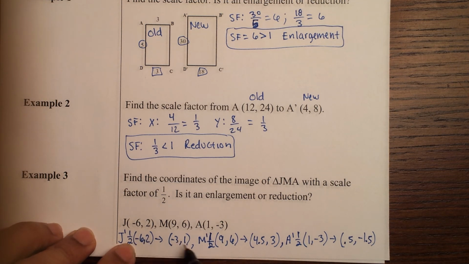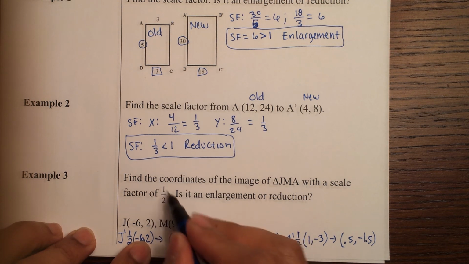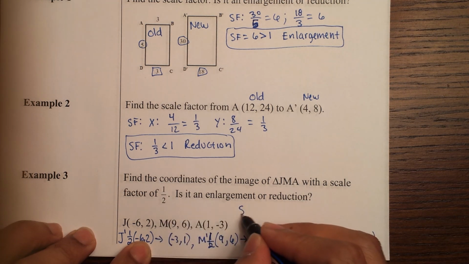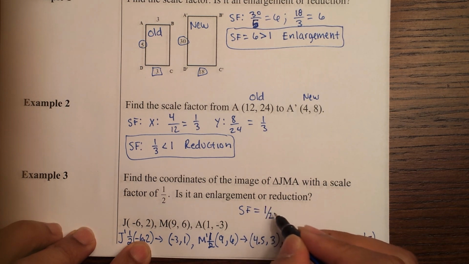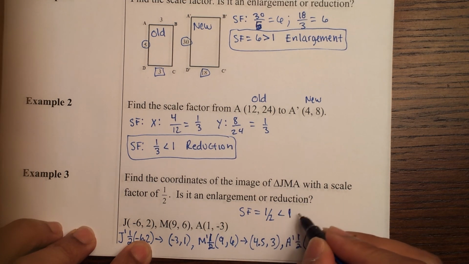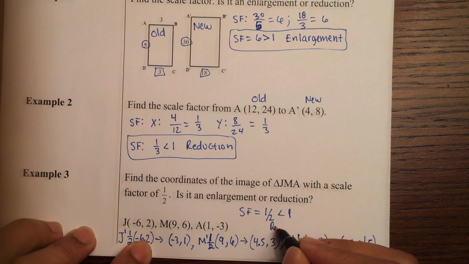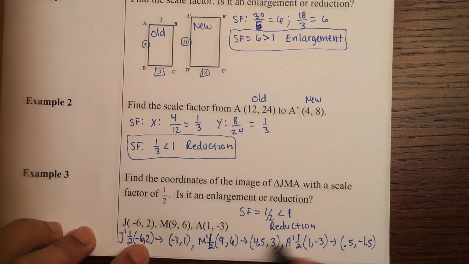Okay, so as you can see, this went from negative 6 to negative 3. This one went from 2 to 1, and this one went from 9 to 4.5 and 6 to 3. And the scale factor is 1/2. So we know, because that's what we're given, SF equals 1/2. So as soon as you see this, this is less than 1. So we are talking about a reduction. Okay? So this is a reduction. And these are the coordinates of the new triangle J prime, M prime, A prime.